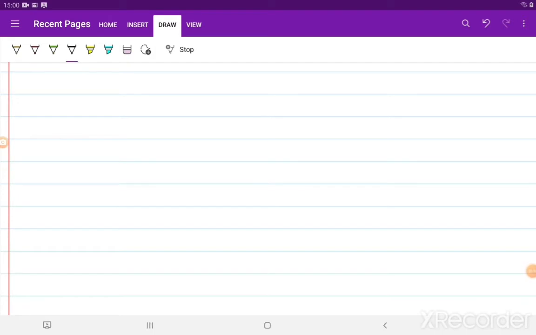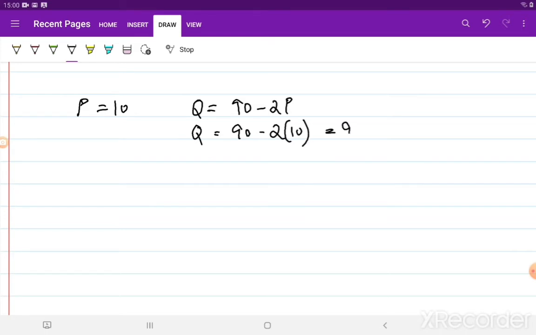Okay, another question was, you had been given the question: find the total revenue at p equals 10. My demand function was q equals 90 minus 2p. So one question paper was to find the quantity demanded at price equal to 10. For those people, your answer will be 90 minus 2 into 10. So that's 90 minus 20, which is equal to 70.